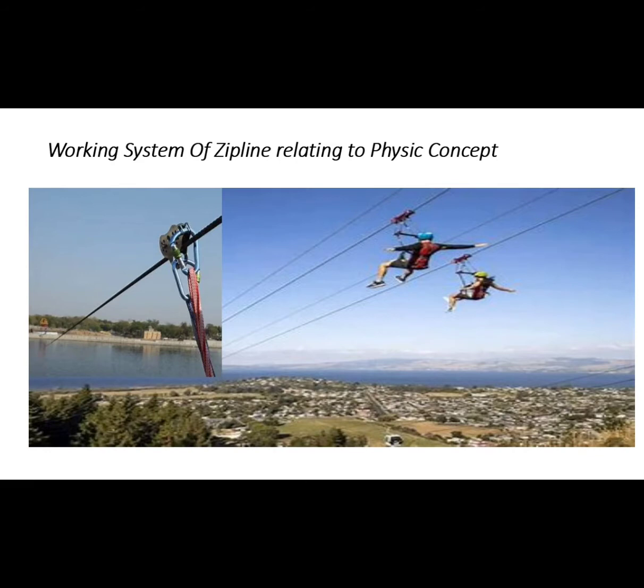So the next working system of the zipline is the pulley. The pulley will help the riders by reducing the friction from the line, so they will get the appropriate speed to get the best experience of the zipline.